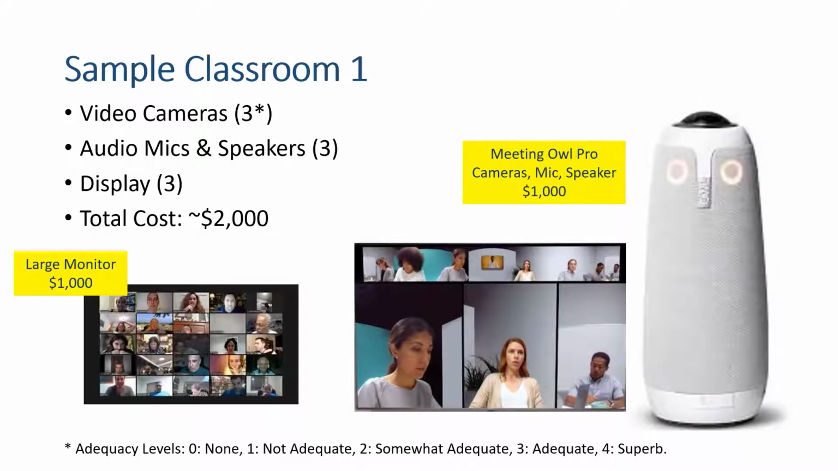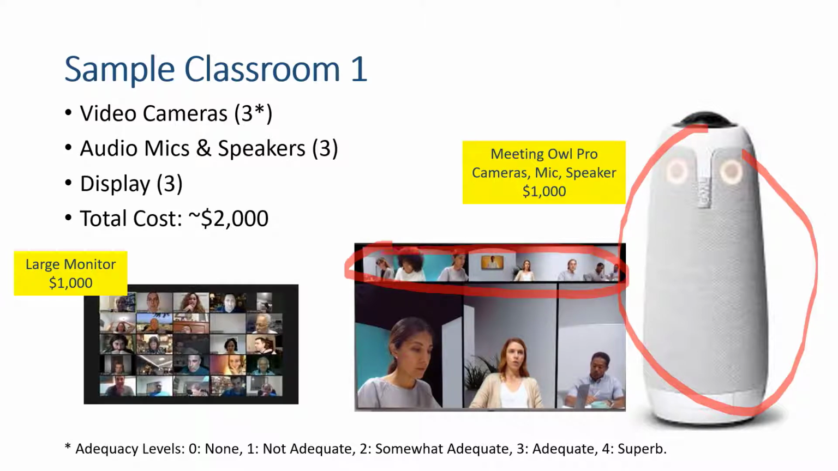So here is a sample configuration for a Flex Mode Classroom using just an all-in-one unit of Meeting Owl Pro. This has a built-in microphone, speaker, and webcams, multiple webcams, that include a 360-degree pan webcam, as well as speakers, tracking the speakers.